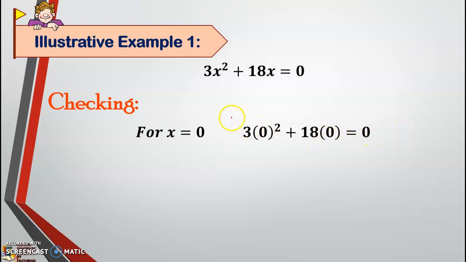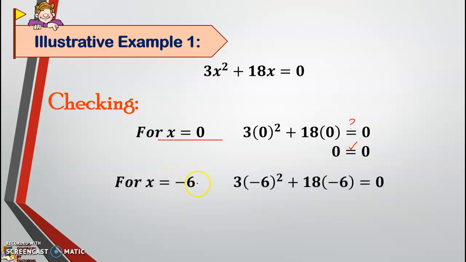So when you do the checking, you only have to substitute whatever the value or the solution that you've come up with. So x equal to 0: 3(0) squared plus 18(0) equal to 18 times 0 equal to 0. So basically this will just lead us to 0. So 0 equal to 0. I forgot to write the question mark and the check mark.